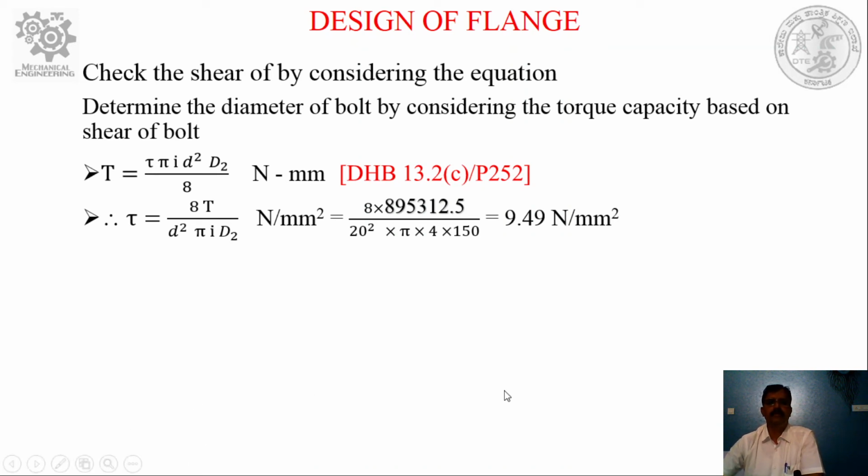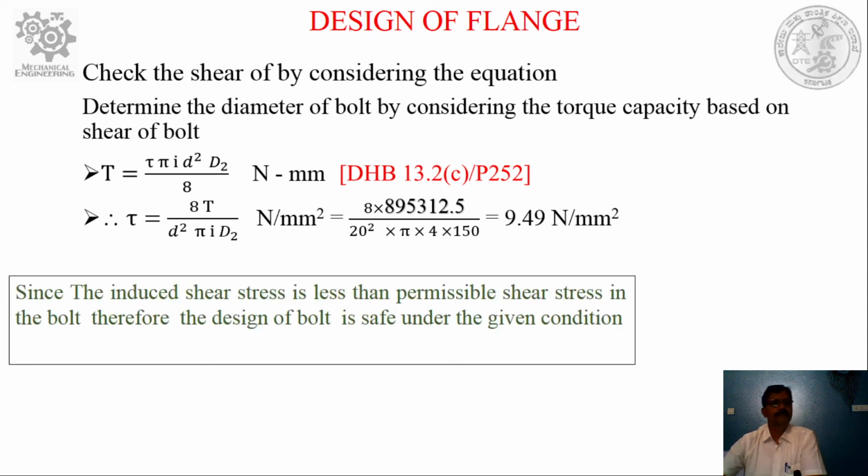Determine the diameter of the bolt considering the torque capacity based on the shear of the bolt, that is equal to tau into pi into I d square into D2 divided by 8. From the above equation we are going to extract the tau, that is induced shear stress. Substitute the values of I, d square and D2 and calculate the induced shear stress. Here we have got 9.49 Newton per millimeter square. Now since the induced shear stress is less than the permissible shear stress in the bolt, therefore the design of bolt is safe under the given condition.